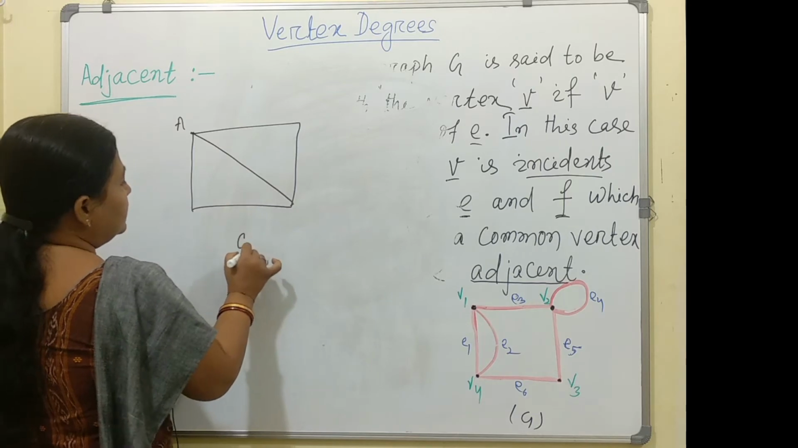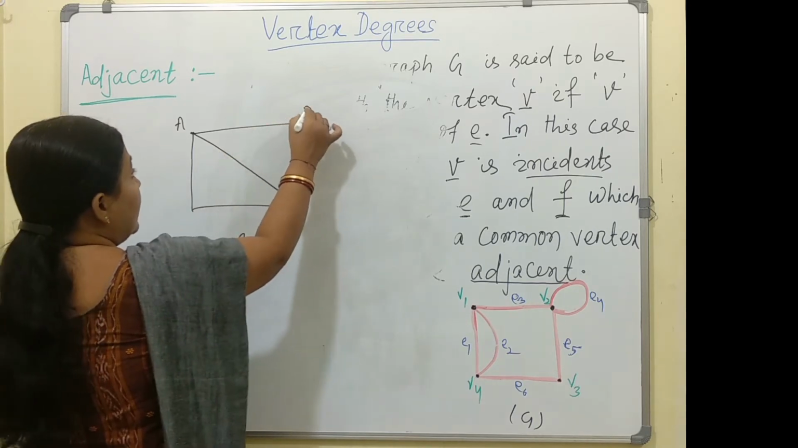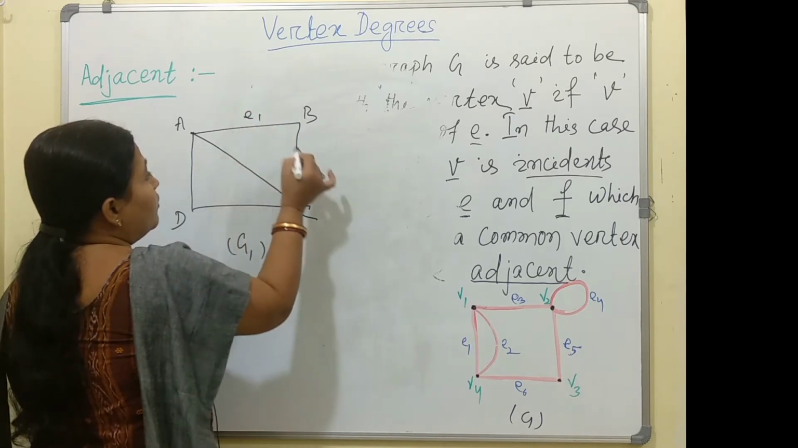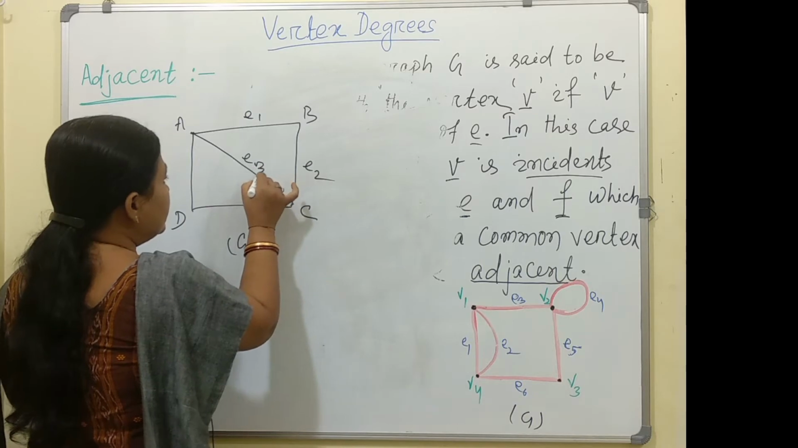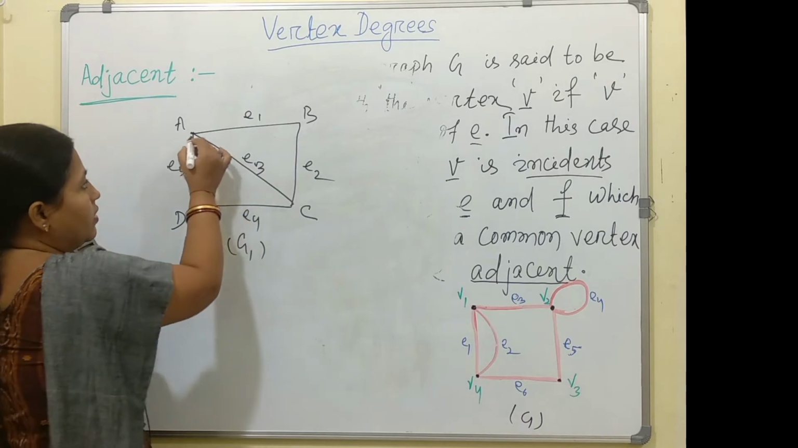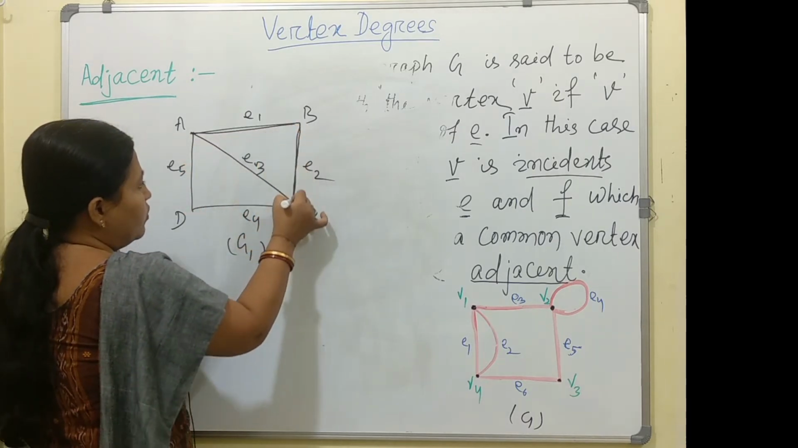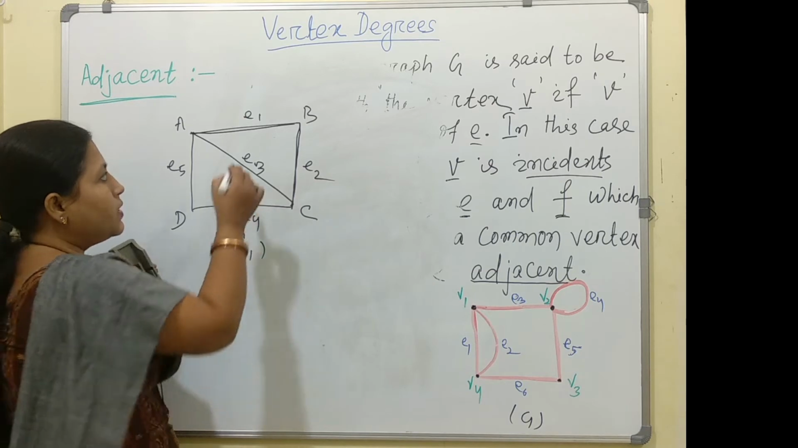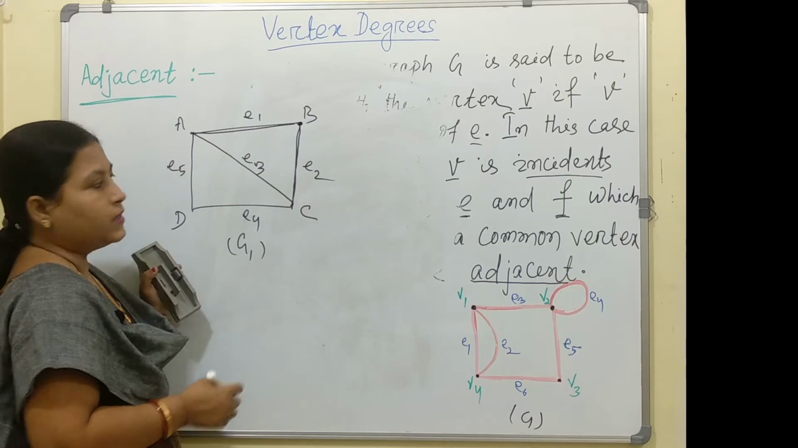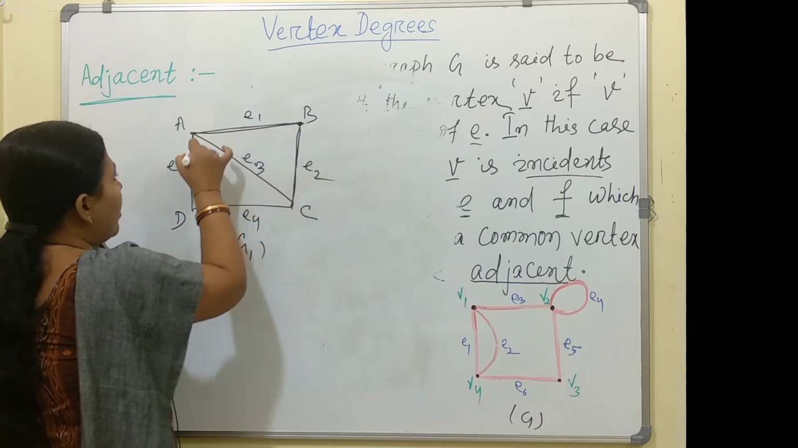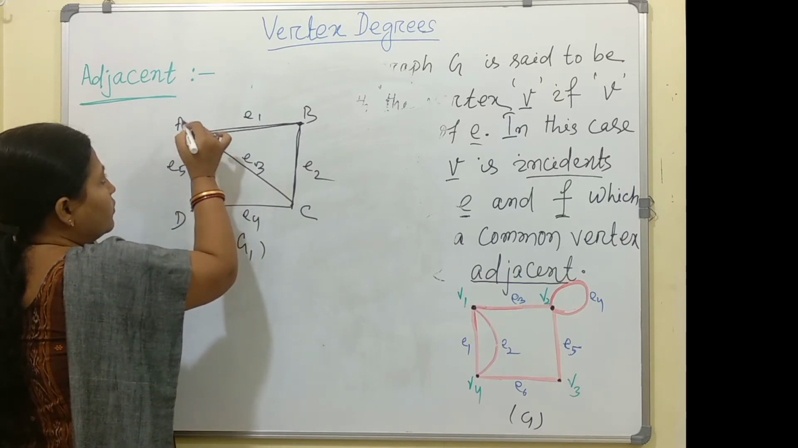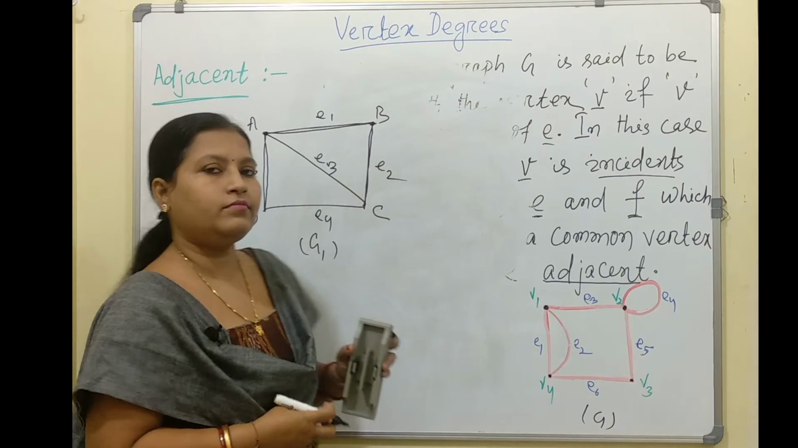This is a graph G1. There are 4 vertices A, B, C, D and 5 edges E1, E2, E3, E4, E5. Here E1 and E2 are adjacent edges because E1 and E2 are incident with the vertex B. Similarly, E1 and E5 are adjacent because E1 and E5 are incident with the vertex A.